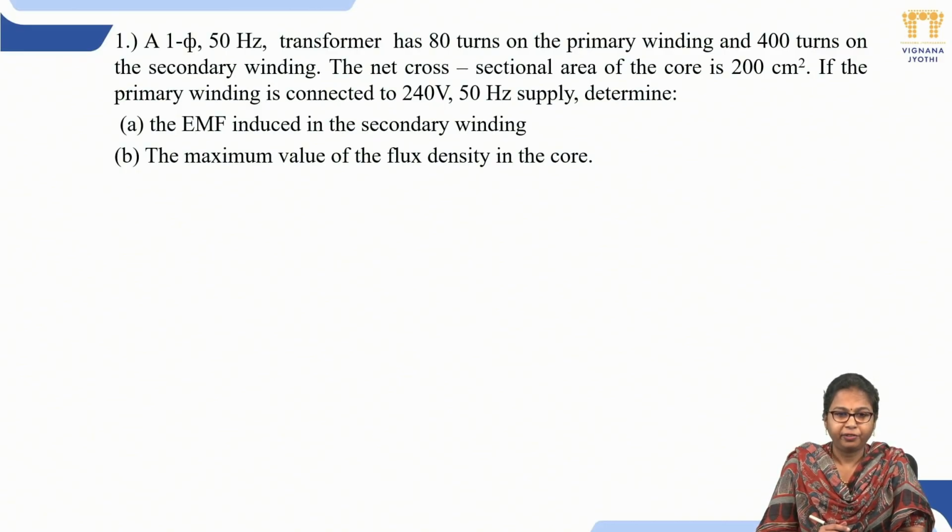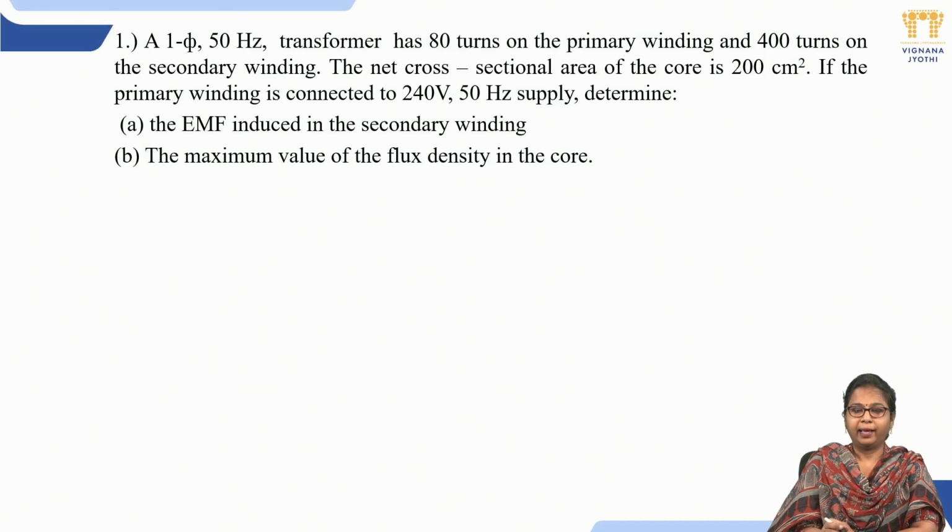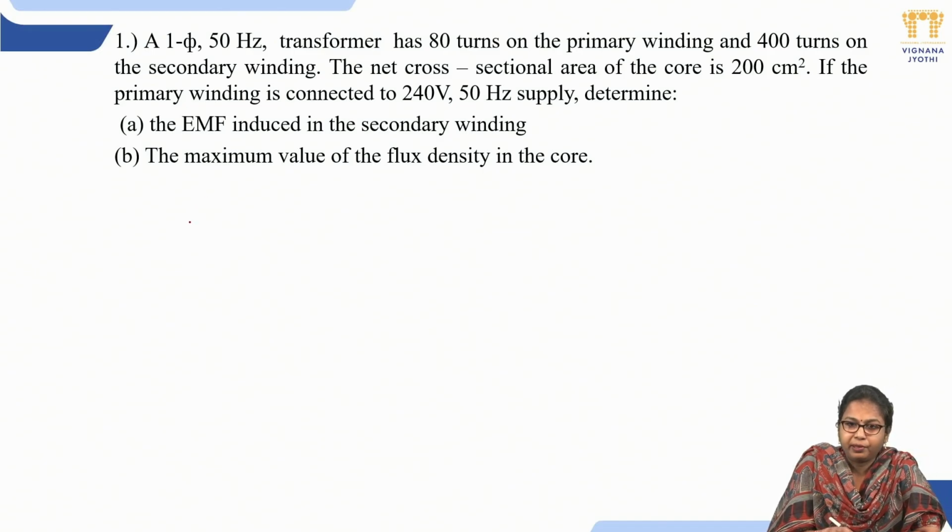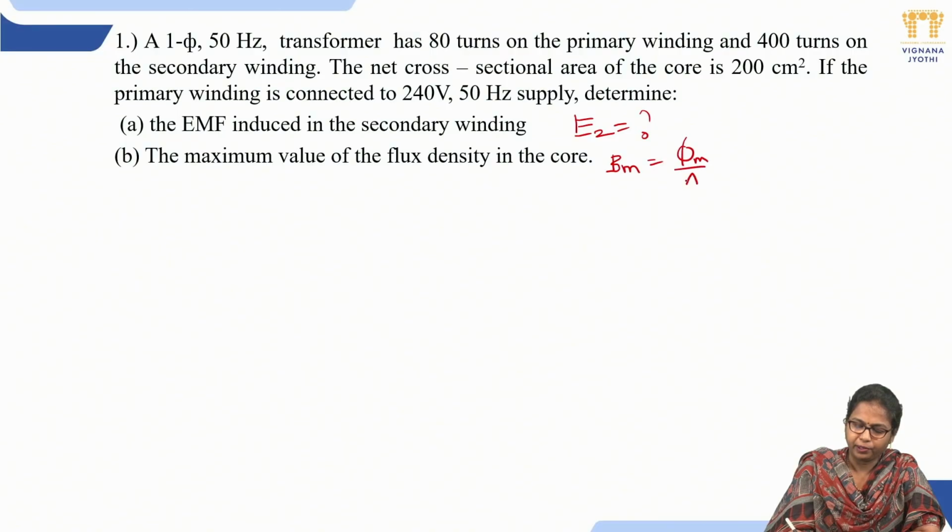A single phase 50 Hz transformer has 80 turns on the primary winding and 400 turns on the secondary winding. The net cross-sectional area of the core is 200 cm square. If the primary winding is connected to a 240 volts 50 Hz supply, you are asked to determine the EMF induced in the secondary winding and the maximum value of the flux density in the core. So we are asked to calculate E2 and also the maximum value of flux density. And we know flux density is the flux per unit area.